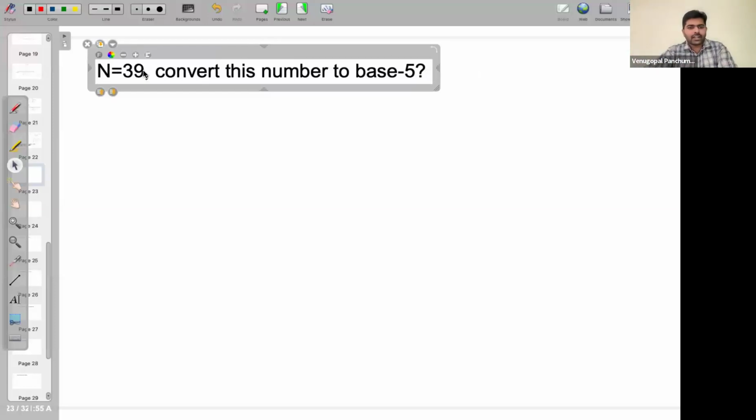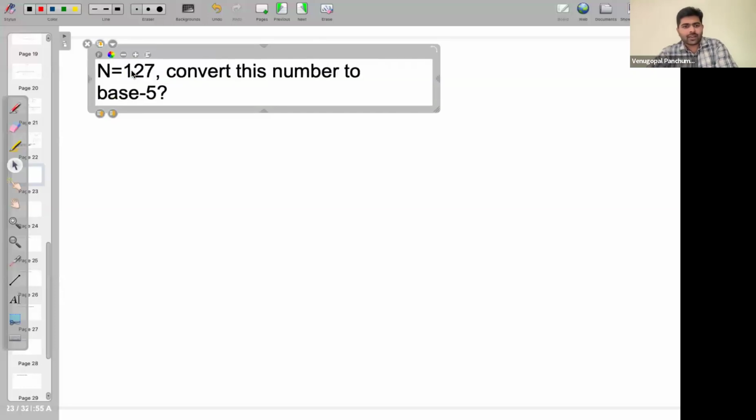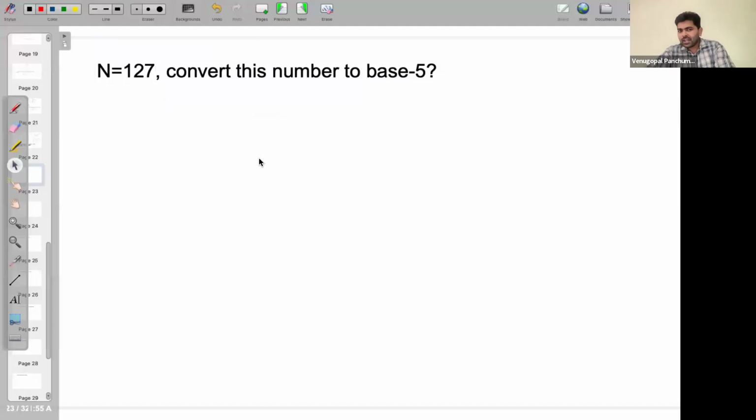Wait. Instead of 39, let's take a little bigger number. So let us take 127. Now n is equal to 127, that is in base 10. Now can you convert this number to base 5? Tell me what is the answer. Now this time I'm going from decimal to, not binary, it's base 5.